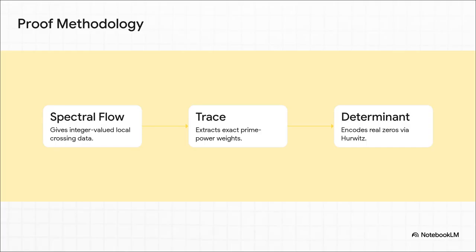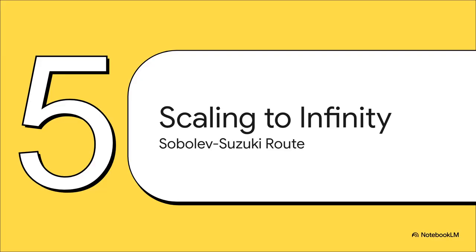Just to keep our bearings here, let's break down the author's 3 vital layers of methodology. First up is spectral flow, which gives us integer-valued local crossing data. Second is the trace layer. By applying a mathematical translation group and damping factors, Ye extracts the exact prime power weights needed for the explicit formula. And finally, the determinant layer. Finite self-adjoint determinants only have real zeros. So if you can prove these determinants converge correctly, Hurwitz's theorem basically guarantees that your final global function will only have real zeros.